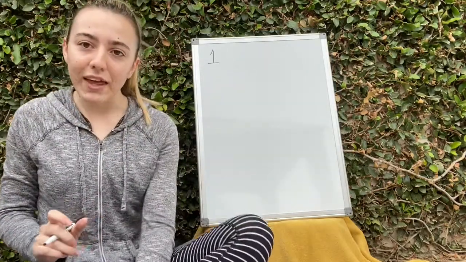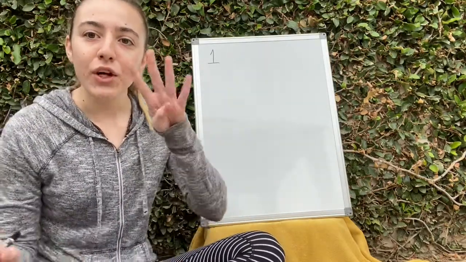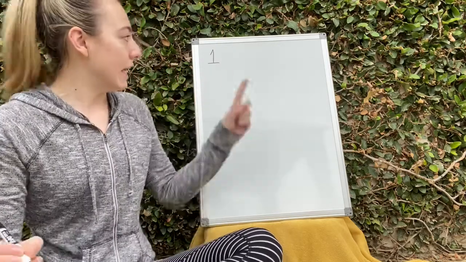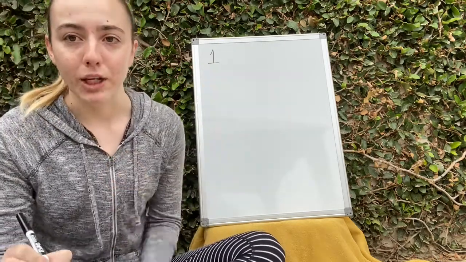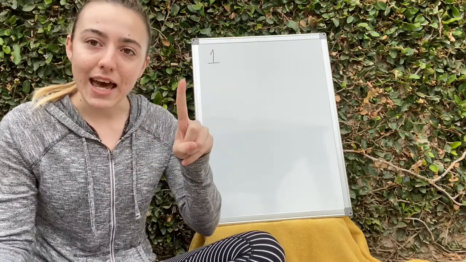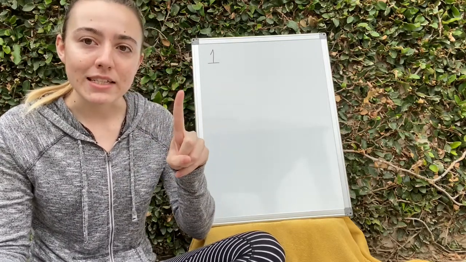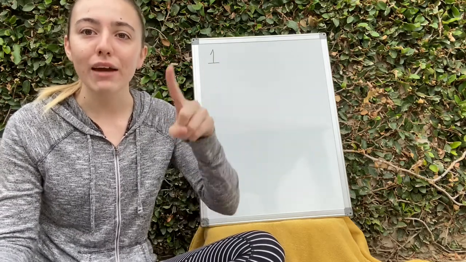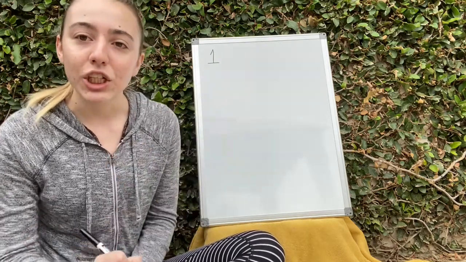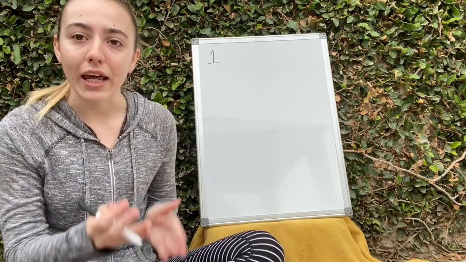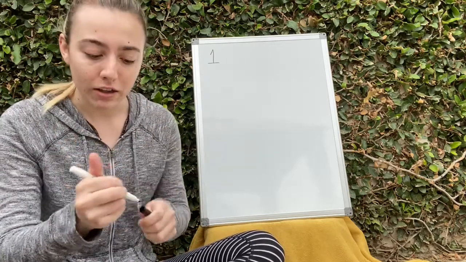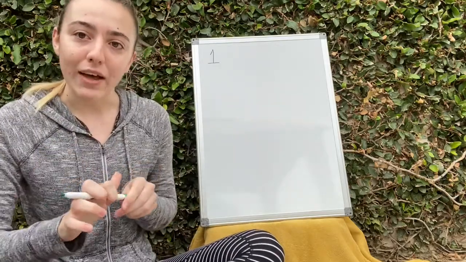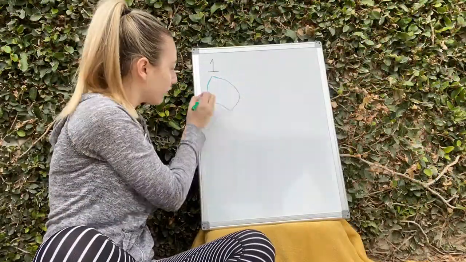Alrighty friends, now that you gathered everything, let's get started. There are 4 different parts of the life cycle of a butterfly, and I already wrote my number 1 up here. So our first step is the eggs. The mama butterfly will fly from leaf to leaf and she will lay her eggs on a leaf. So we're going to draw that. I'm going to get my green marker, whatever color marker you have, and we're going to draw a leaf.